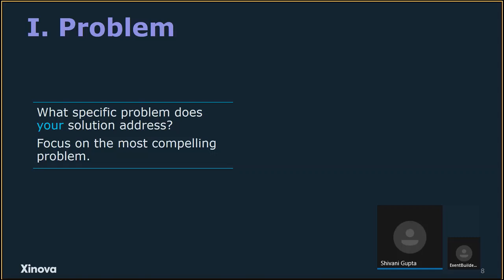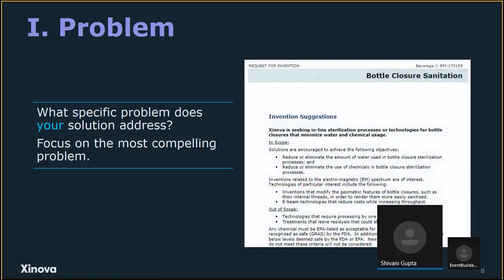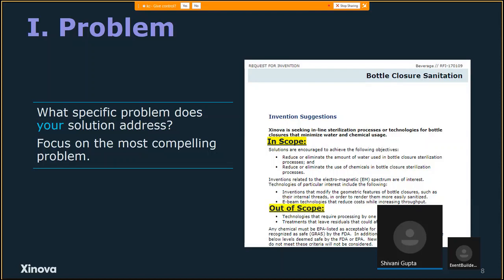So in order to write an effective problem statement, you want to focus on the most compelling problem. And to help you do this, you should look at the Invention Suggestions page of the RFI document. In this page, you'll find a section that will tell you what is in scope, so what kind of solutions the RFI sponsor is looking for, as well as what is out of scope. And if your solution does fall out of scope, we will reach out to you to see if it can be redefined, but often solutions that are out of scope will necessarily be rejected. So it's really important to pay attention to this specific page and to make sure you define your problem so it falls within scope.